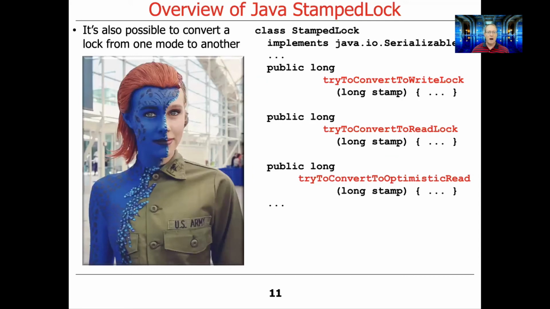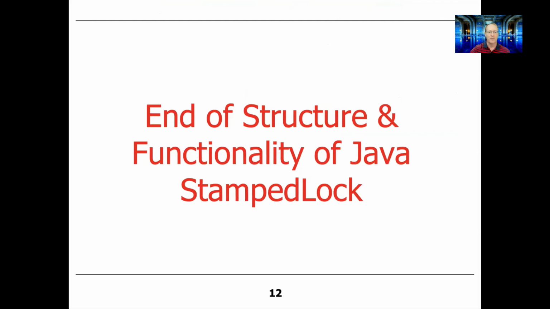As you'll see, it's also possible to convert a lock from one mode to another. So it can go through metamorphosis, it can metamorphize. And we'll see that there's 3 methods that allow that to happen: tryConvertToWriteLock, tryConvertToReadLock, and tryConvertToOptimisticRead. And then we go through the details in later parts of the lesson. We'll see how each of these different methods can be used. So that's the end of the overview of the structure and functionality of Java StampedLock.